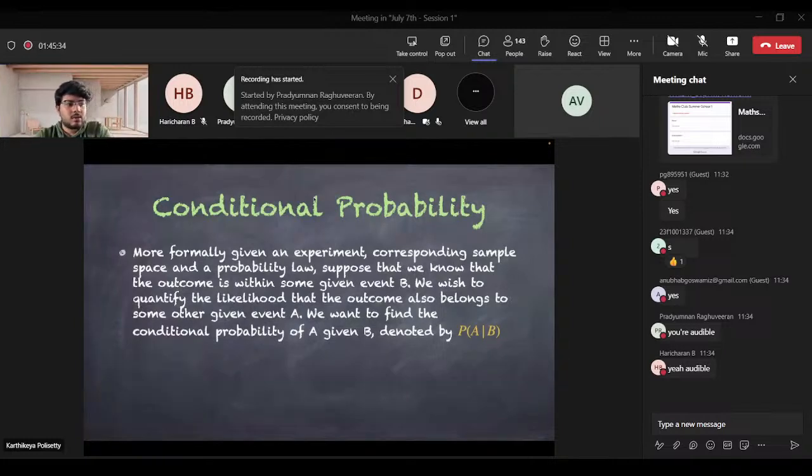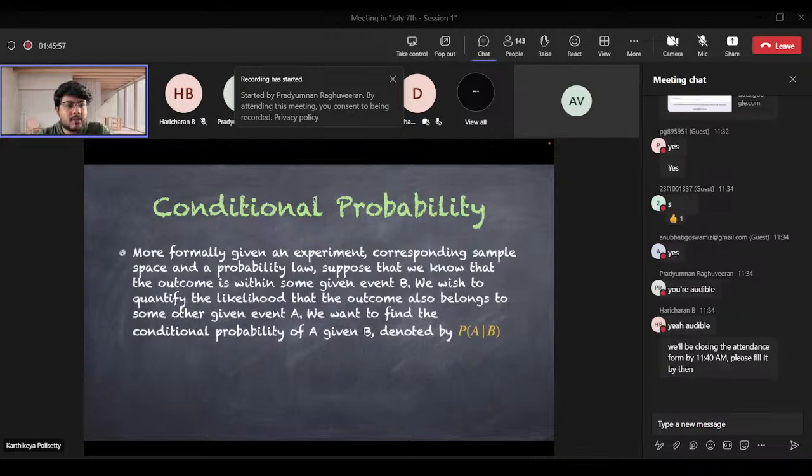So more formally, given an experiment corresponding to a sample space and a probability law, suppose that we know the outcome is within some given event B. We wish to quantify the likelihood that the outcome also belongs to some other given event A. We want to find the conditional probability of A given B, denoted by P of A given B. So what does this mean?